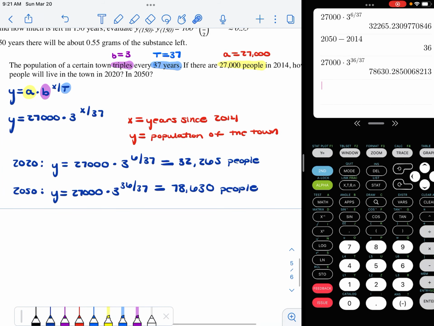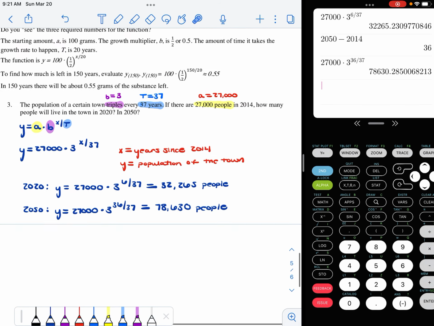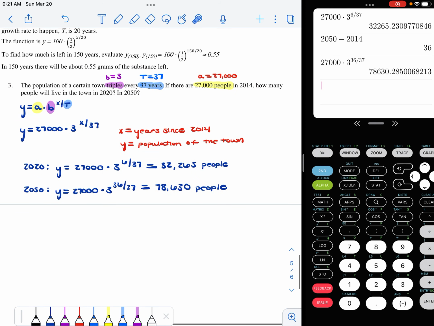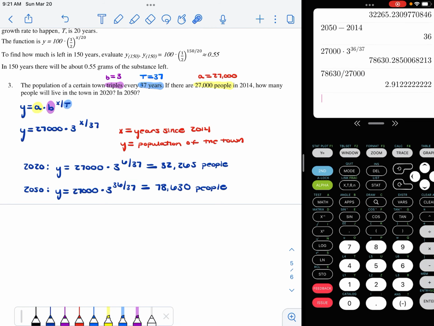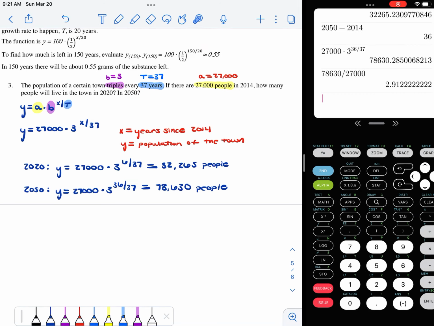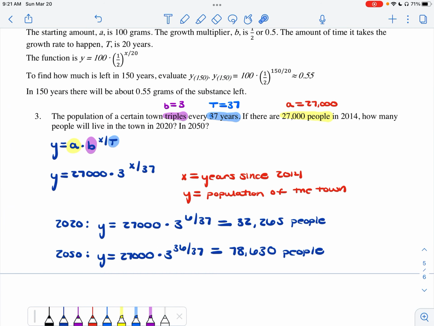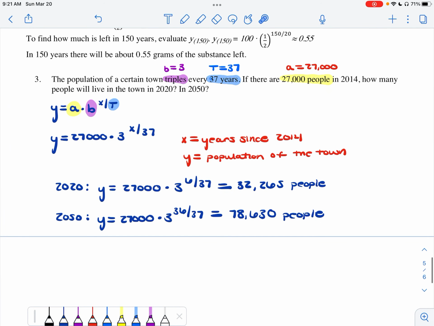Now again, I want to look at this. Like I mentioned, 36 years is almost our tripling time, so let's see how close we were to tripling. If we took this 78,630 number and divided it by the original 27,000, we get 2.9. So you can see that it's almost tripled the original population of the town because you've almost gone that full 37 years. All right, guys, so that is it for our 3.3.